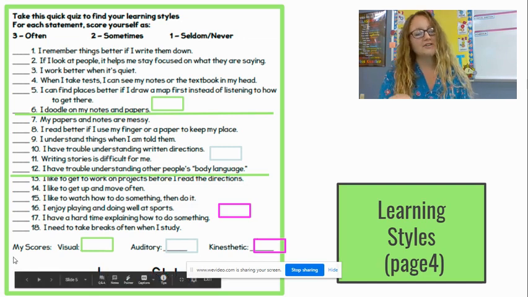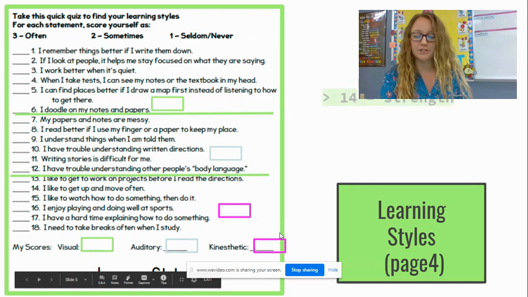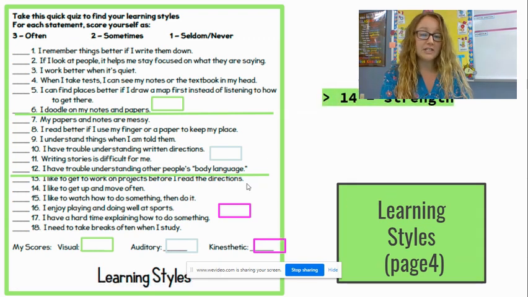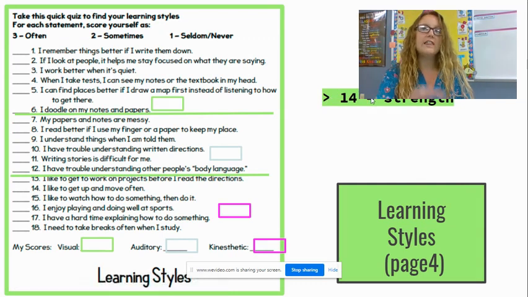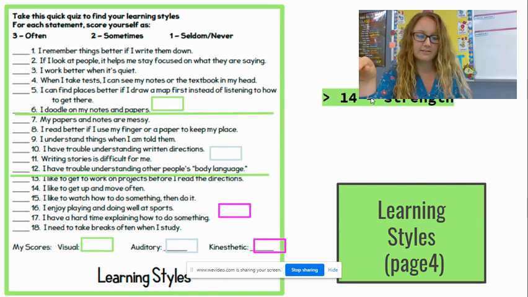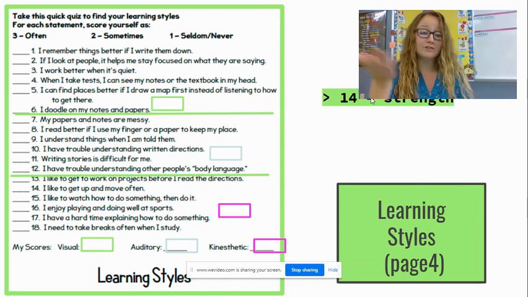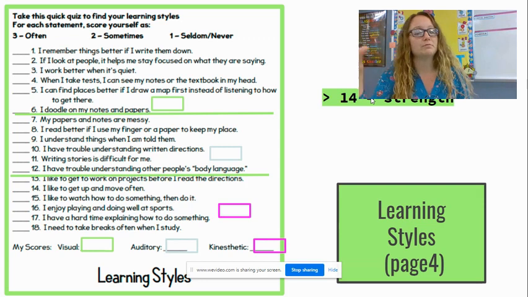So take a look at your numbers and just circle which one is the largest number. Which of yours, visual, auditory, kinesthetic, is the largest? And then just to let you know, if any of these numbers are greater than 14, that represents a strong strength of yours in that specific area. You might have 2 of them that are greater than 14 because you can be different types of learners and you can be multiple at the same time.